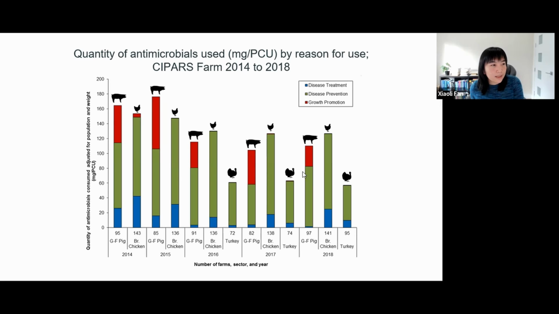Technically, in 2018, there shouldn't be growth promotion use anymore because it's already prohibited. However, again, these data are farmer reported data. You can see that in 2018, there's still some growth promotion use of antimicrobials.